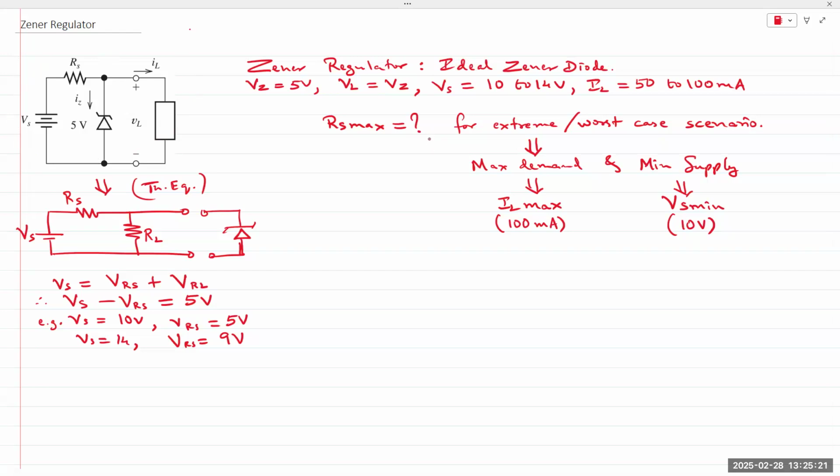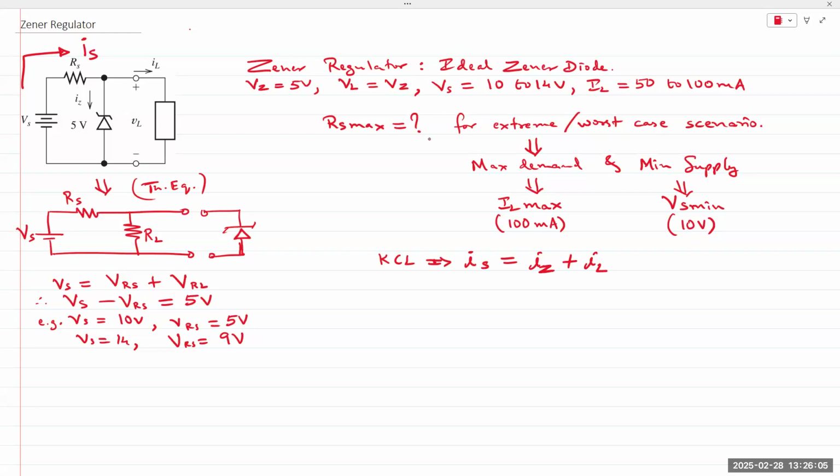If we apply KCL at the top, I can write IS, coming from the supply, is equal to IZ plus IL. Okay. Supply current coming in gets divided into two branches, IS coming in, IZ and IL, right? Splits into two currents.